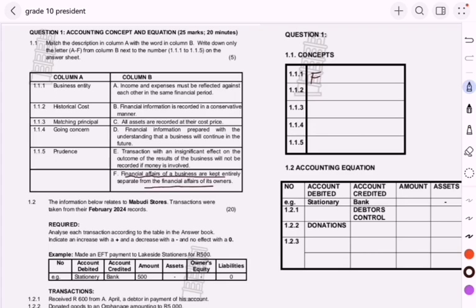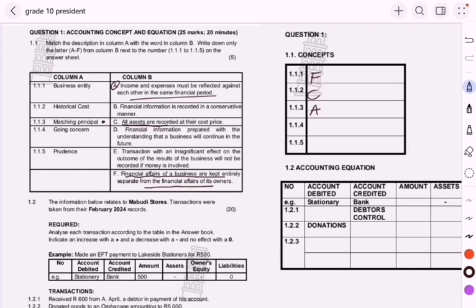Then your 1.1.2 historical cost. So for historical cost, of course, C, all assets are recorded at the cost price. So C is the answer there. Then matching principle, that's your A. Income and expenses must be reflected against each other in the same financial period, of course. And this mostly applies when it comes to your income statement.